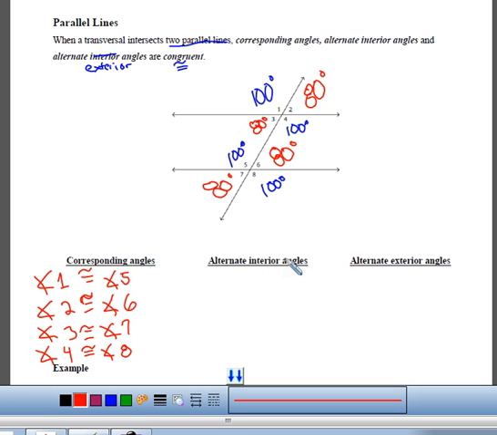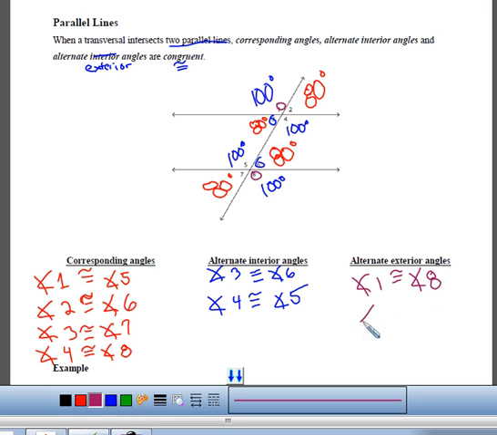Now let's talk about alternate interior, so the insides. Angle 3 is an alternate interior angle to angle 6, and they are congruent. And angle 4 is alternate interior to angle 5, and they are congruent. And then lastly, alternate exterior. We've got 1 going with 8, so angle 1 is congruent to angle 8. I know my writing's a little sloppy. And then angle 2 is congruent to angle 7.